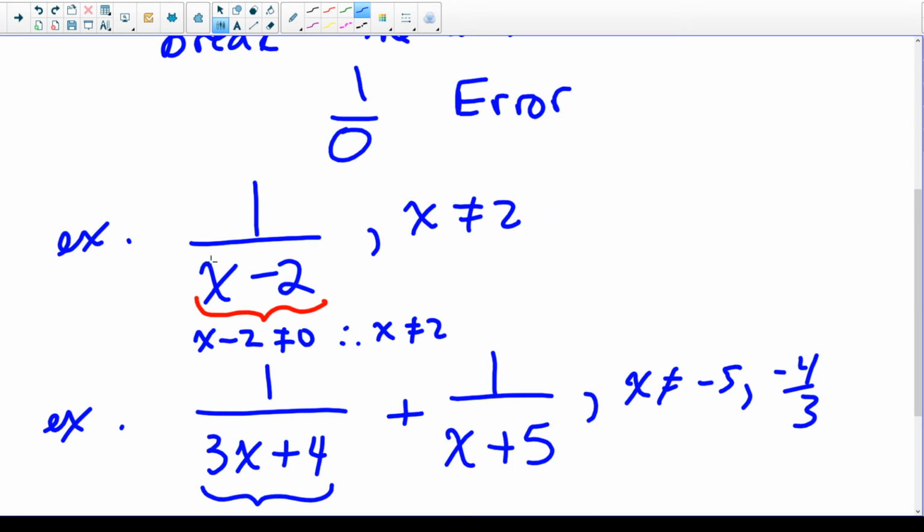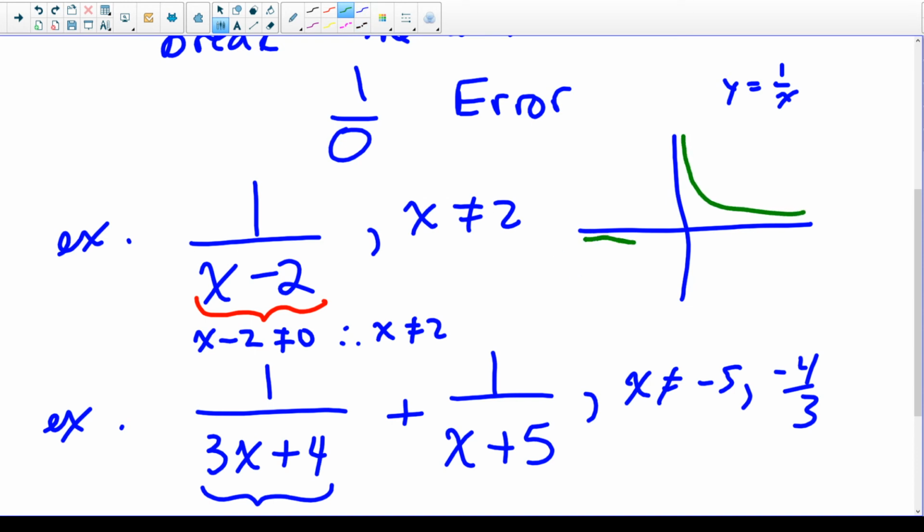Now, let's scan your memory here. This is a 1/x graph. Do you remember what a 1/x graph looks like? Do you remember your 7 deadly curves? A 1/x graph, sorry, it's really hard to draw curves here. That's not a very nice curve. Let's try that again. It looks like this, and there are asymptotes along the y-axis and along the x-axis.